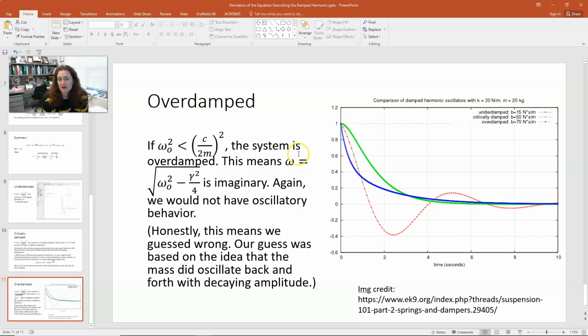So that's plotted out here, all three cases of underdamped, which is in the red, critically damped, which is in the green, and then overdamped, which is in the blue. Those cases are plotted out here, and you can see what they look like.